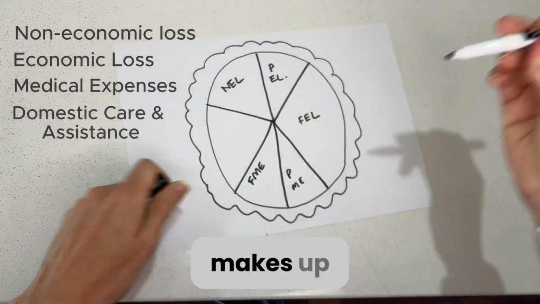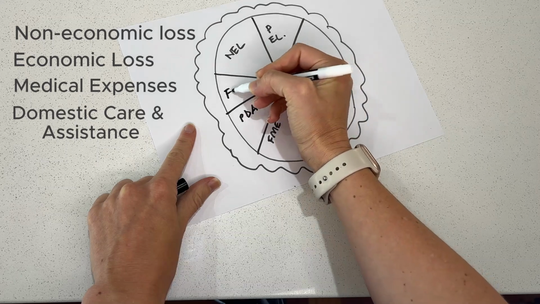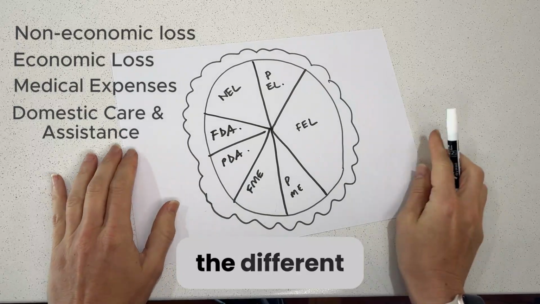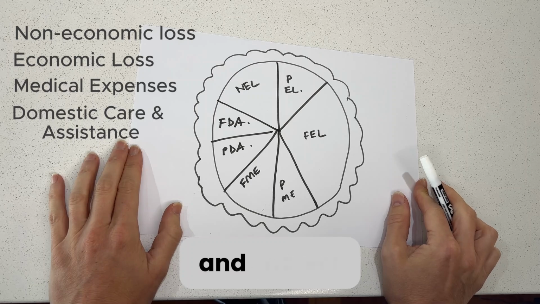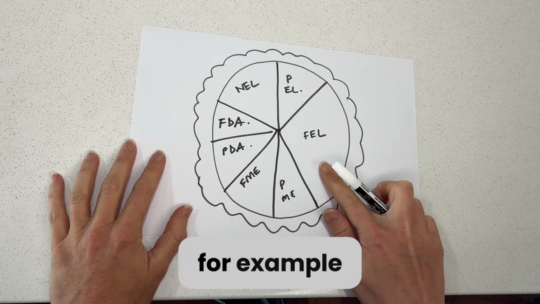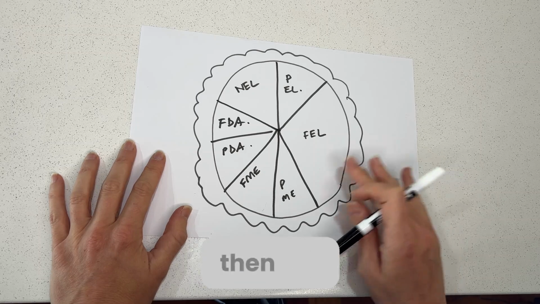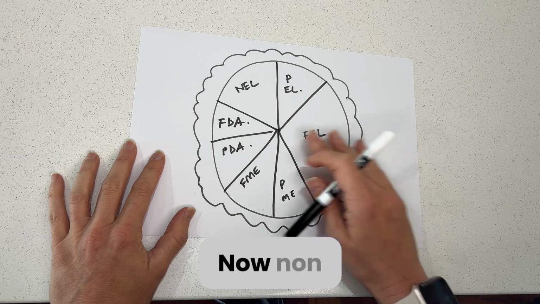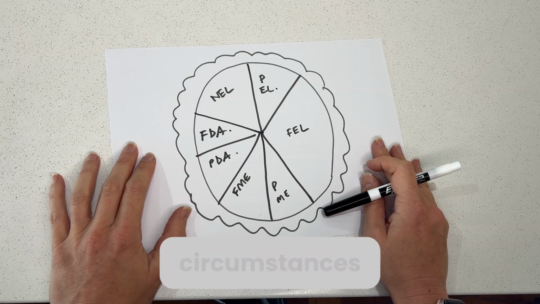And that sort of makes up the rest of our pie. So if we look at past domestic assistance and future domestic assistance. So it's a very general overview of the different types of damages that can be claimed in a personal injury claim. And subject to the matter, some of these pieces of the pie can be bigger. For example, future economic loss. If we have a client who is in their early 60s, then the future economic loss is going to be much smaller. Now, non-economic loss, so our pain and suffering, that's really dependent on the individual and their circumstances.